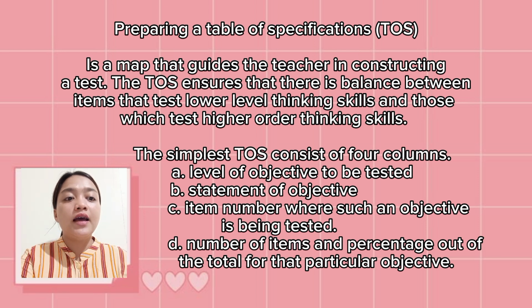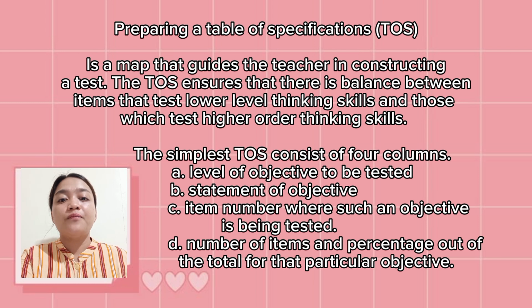And letter C, item numbers where such an objective is being tested. So, in letter C, for instance, the level of objectives is understanding. Specifically, the topic is explain the concept of photosynthesis. So, the item numbers there are number 3, number 7, and number 12. So, the total number of questions is 3. So, that is letter C.